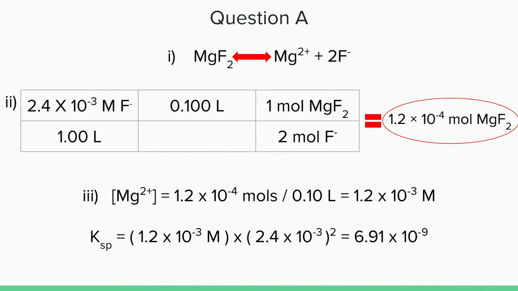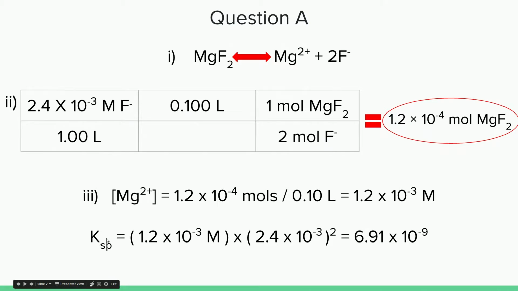of MgF2. The third part of question A asks us to determine the value of the solubility product constant, Ksp. And to do this, we need to multiply the concentrations of the Mg2+ and the F-. So first off, we have to find the concentration of Mg2+. And since we calculated moles, we can simply divide by the liters, which was 0.1, to get 1.2 times 10 to the negative 3rd molarity.